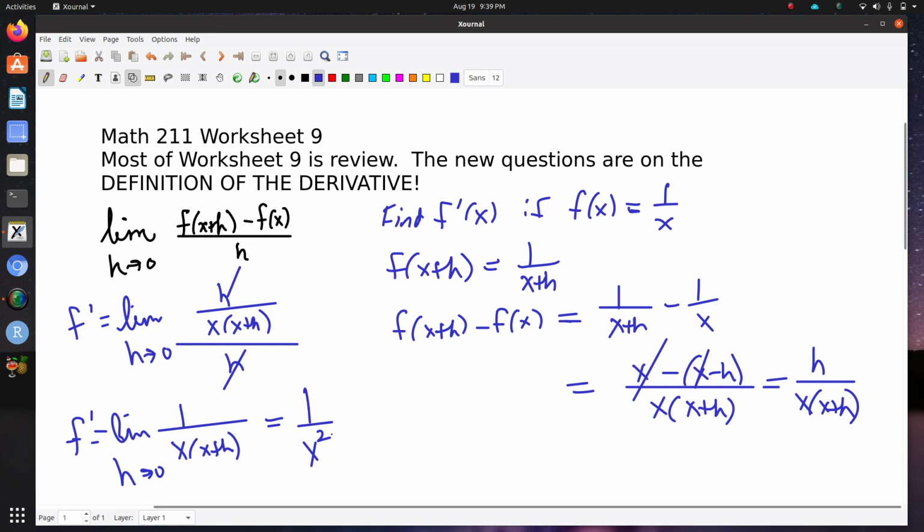Where did I miss the negative? Let me go find it. This was supposed to be a plus. So this was supposed to be a minus. Let me go tell you where the errors were. This needs to be a plus. This needs to be a minus. I missed the minus here, here, and here. So please fix that in your notes.